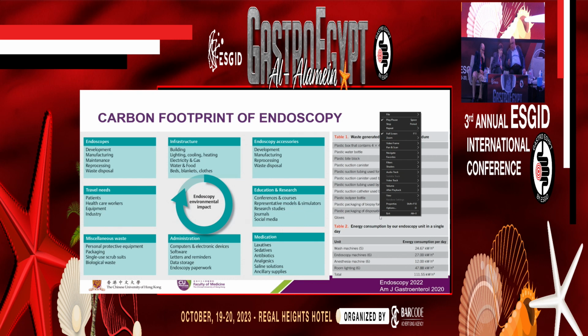And as mentioned above, energy consumption is a key contributor of operating room-based surgery. So guess what is the most energy consuming part of a daily operation of endoscopy room? It is actually the room lighting, followed by endoscopy machine and wash machine.